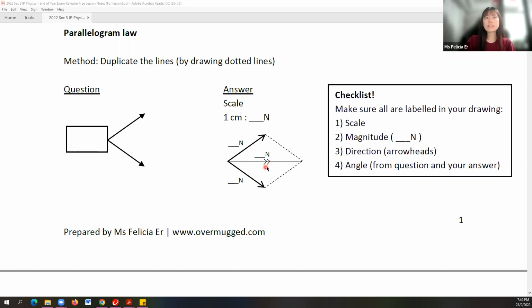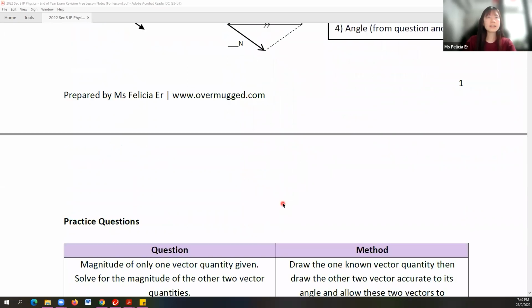Then a resultant is as usual, it will be the solid line with double arrowhead. Okay, so next is the same thing for the parallelogram law. You also need to make sure that you have the checklist, that everything is in place. Okay, so now let's give it a try and practice, see whether you can get the answer and know how to use all these laws.